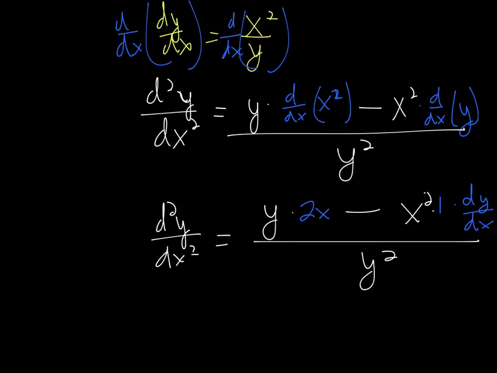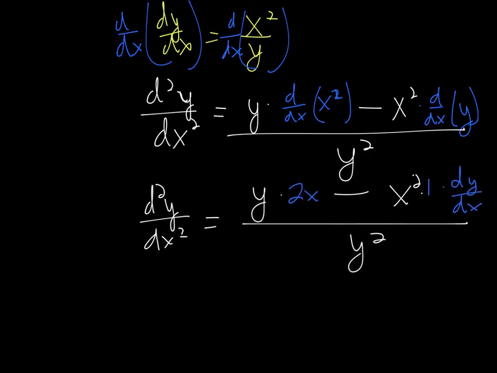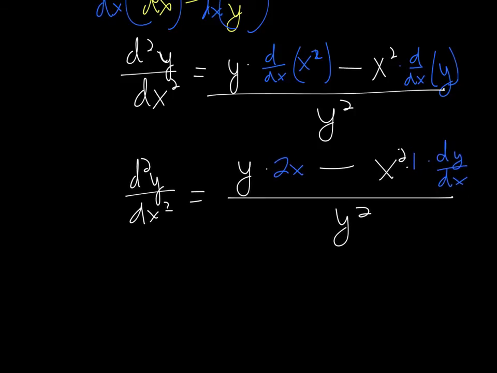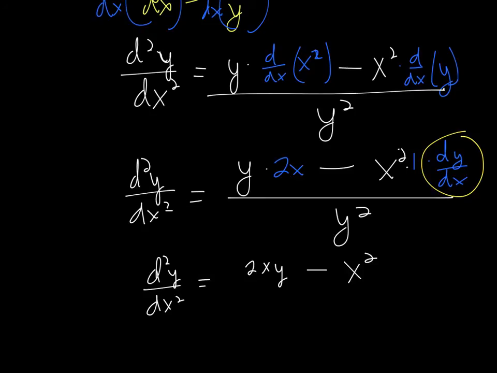So I can tidy things up a little bit. Let's go ahead and rewrite. And I'm going to have 2xy minus x squared times dy/dx. Something should be going off in your mind right now. Recall from last problem that we can't have a dy/dx in our final answer. Our second derivative we want to be in terms of x and y exclusively.